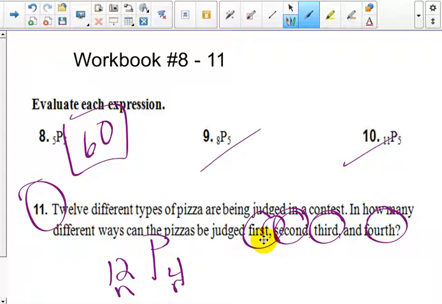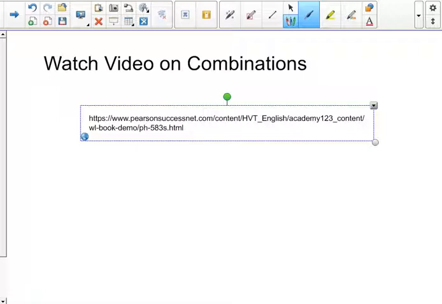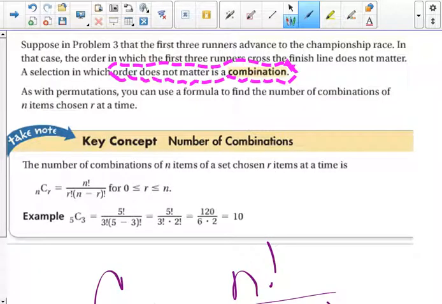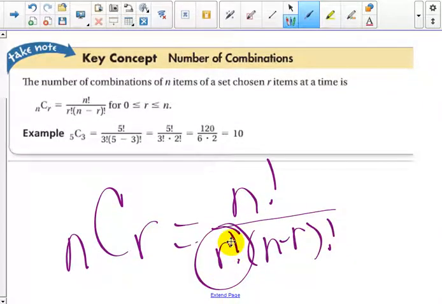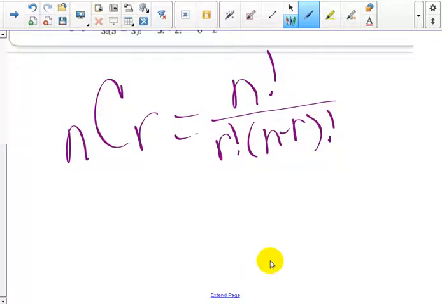Okay, now let's look at the back side of the paper, and I'm going to give you another formula. And this one goes with the ones on the back. We're not going to have time to watch the video. Okay, here's our formula. It's nCr. This is for combinations. This is when the order doesn't matter. So it's nCr equals n factorial over r factorial times the difference of n minus r factorial. So there it is. Write that at the top of your page.